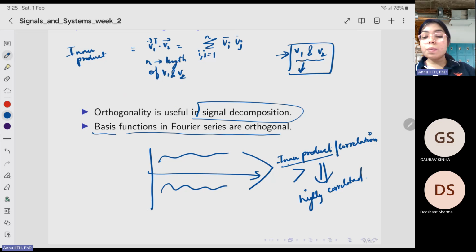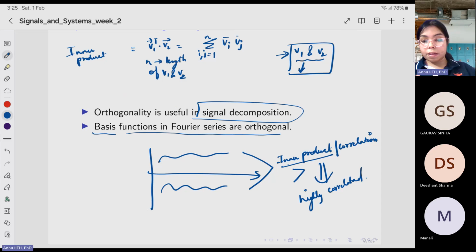So correlation is used to find the similarity between two signals. Correlation, or the inner product, is used to find similarity, whereas convolution is used in an LTI system. Okay.